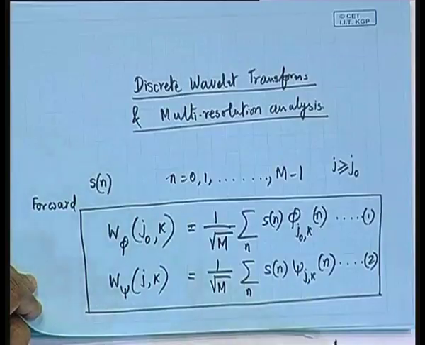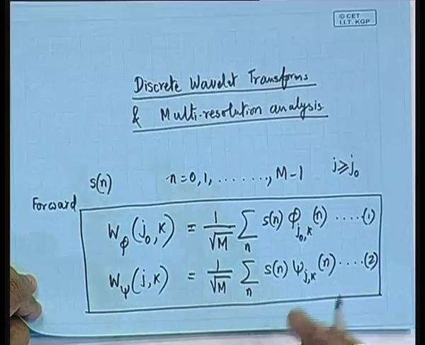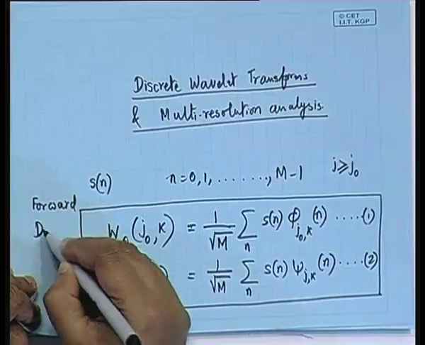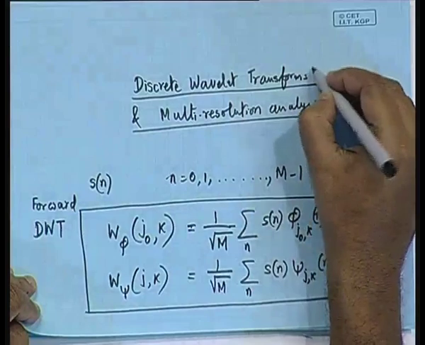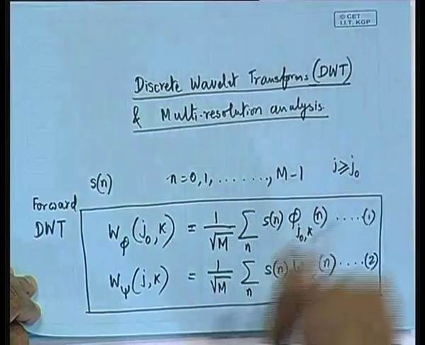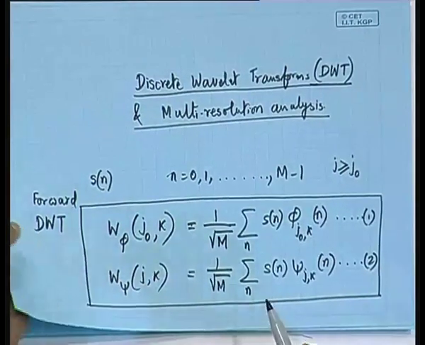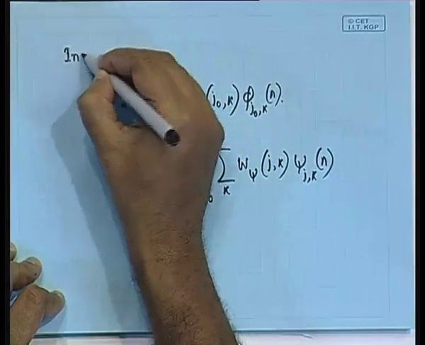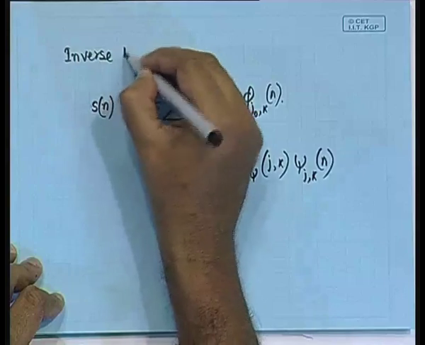We will not call it wavelet transformation, we will specifically call it forward discrete wavelet transformation, because the signal itself is discrete. So, we are using the wavelet functions and the scaling functions in their discrete time form. So, this is the forward discrete wavelet transform. The short form of discrete wavelet transform is DWT. So, we call this the forward DWT, and this will be the expression for the corresponding inverse DWT.